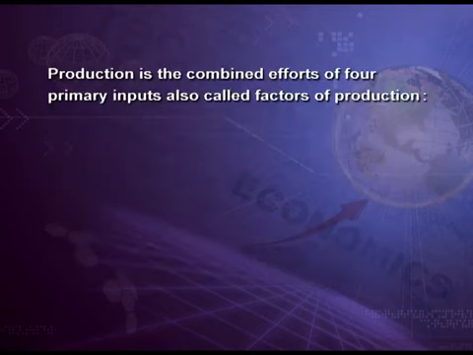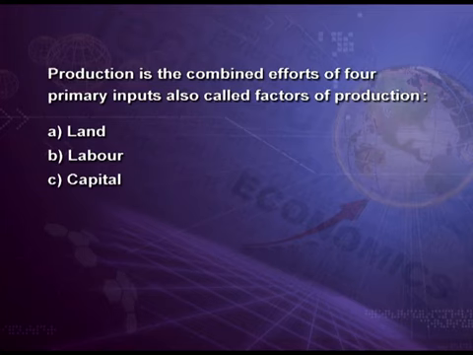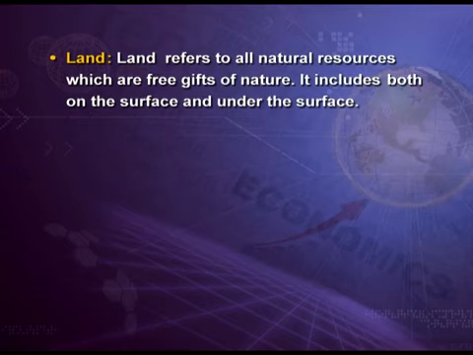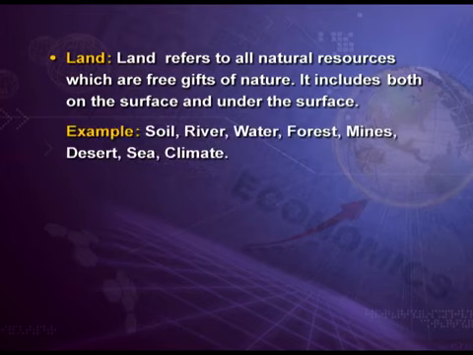Remember, production is the combined efforts of four primary inputs, also called factors of production: land, labor, capital, and entrepreneur. Let's throw some light on the meaning and functions of these four factors of production. Starting with land. Land refers to all natural resources which are a free gift of nature. Land includes both on the surface and under the surface. Example, soil, river, water, forest, mines, desert, sea, climate, etc. All these form part of land.